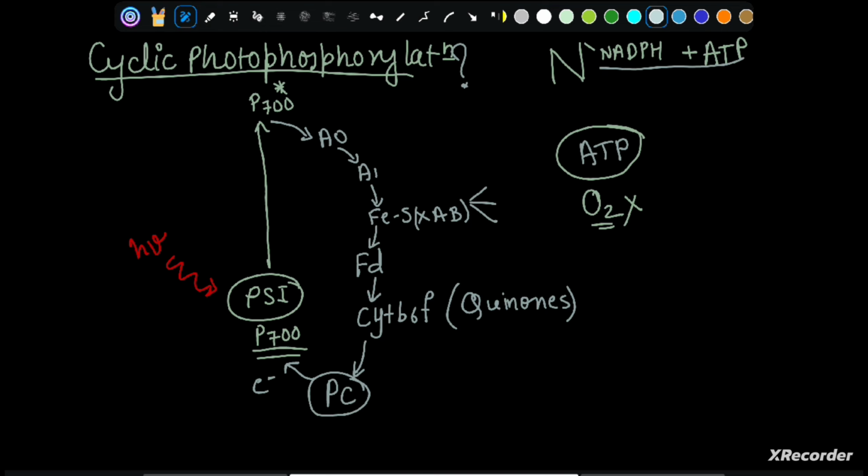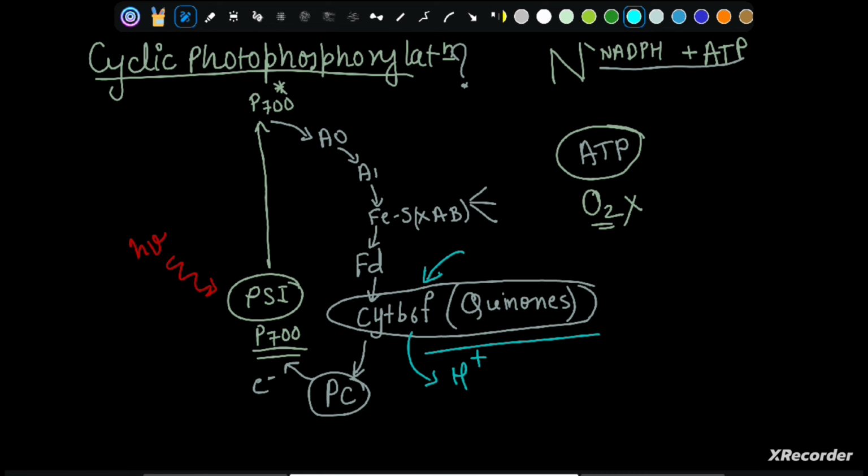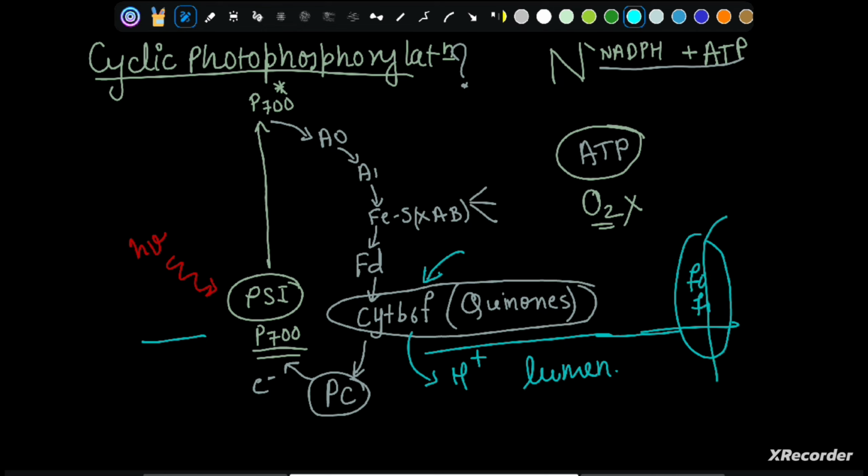So you remember in this complex, okay, the cytochrome B6F was pumping out protons. So from here, those protons will be pumped in the lumen. Okay, now since there'll be a proton gradient that will be formed in the lumen, you have your FO F1 pump and protons, and when they move out, ATP will be formed. So there is no production of NADPH, but there is production of ATP.